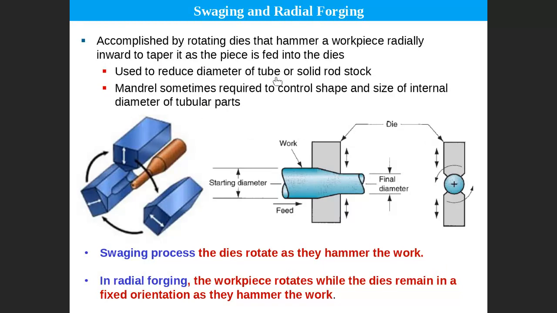Next, we have what we call swaging and radial forging. These are the other processes related to forging operation. Swaging and radial forging. Right. What is swaging and radial forging? Swaging, actually, you are hammering a workpiece to reduce the cross section.